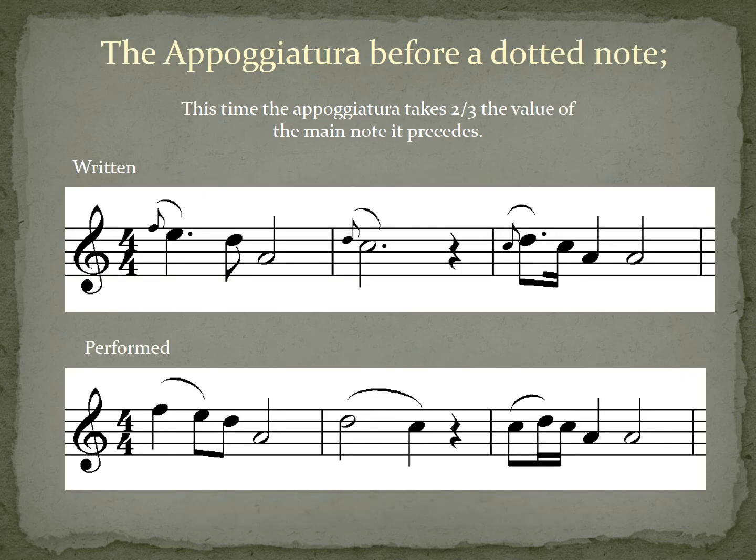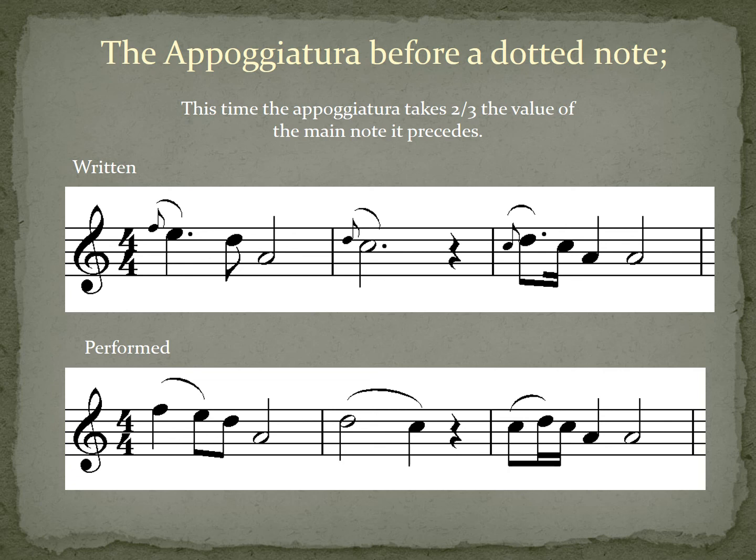Now, sometimes you'll see an Appoggiatura before a dotted note. In the examples here, you can see one before the dotted crotchet, for example. In the second bar, one before a dotted minim, and in the third bar, one before a dotted quaver. Now, this time, the Appoggiatura itself takes 2/3 the value of the main note it precedes. Easy way to think about that is 2/3 is what the main note is without the dot.